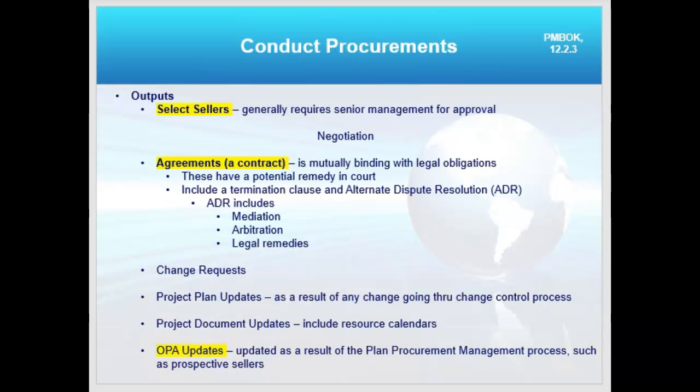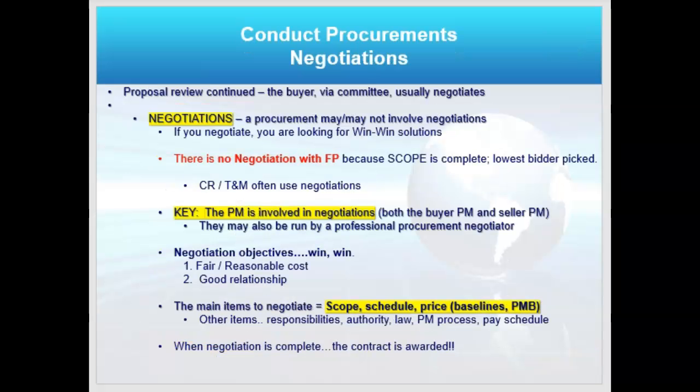So my outputs here are to select a seller and to then have an agreement or a contract actually signed, right? And change requests and OPA updates. OPA updates because I've just concluded a procurement process to sign someone. I've probably learned some lessons, some policies, some processes to update along the way.